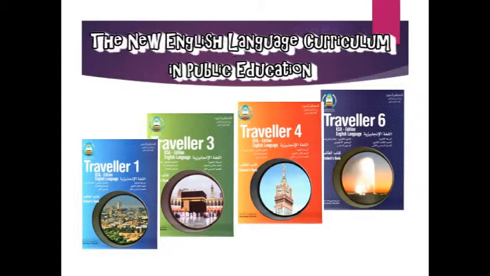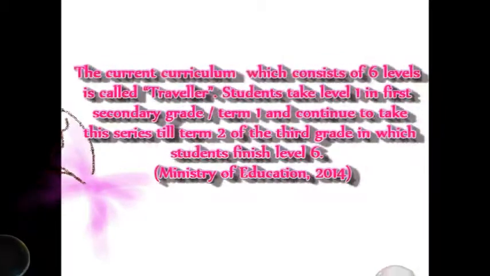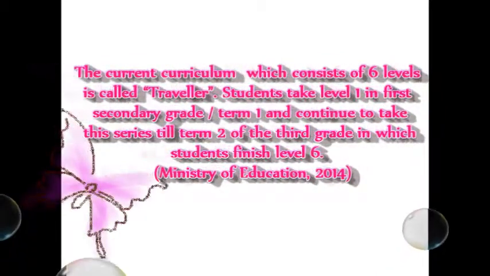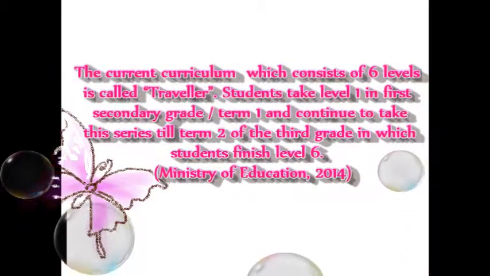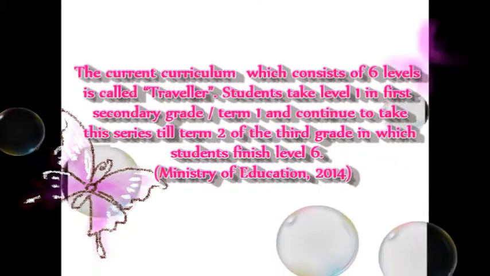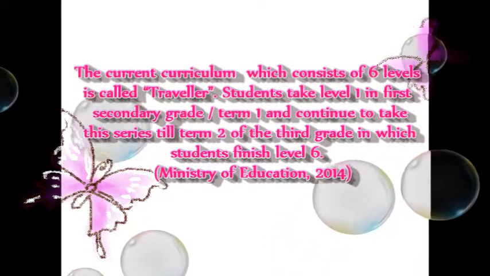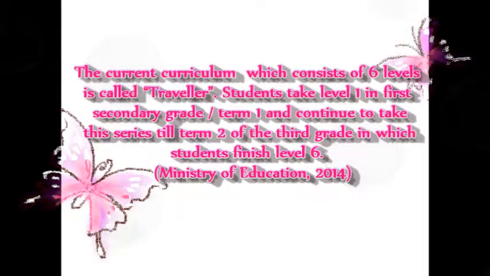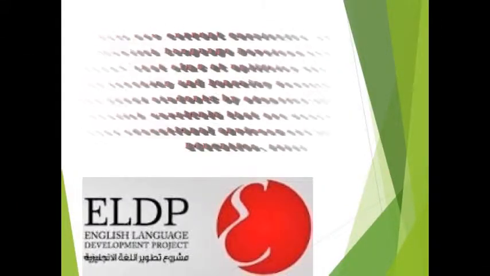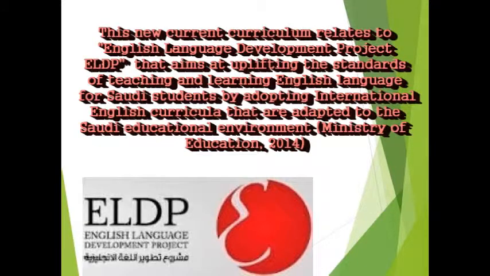The new English language curriculum in public education. The current curriculum, which consists of 6 levels, is called Traveller. Students take Level 1 in first secondary grade, Term 1, and continue to take this series till Term 2 of the third grade, in which students finish Level 6. This new curriculum relates to the English Language Development Project (ELDP) that aims at uplifting the standards of teaching and learning English language for Saudi students by adopting international English curricula that are adapted to the Saudi educational environment.